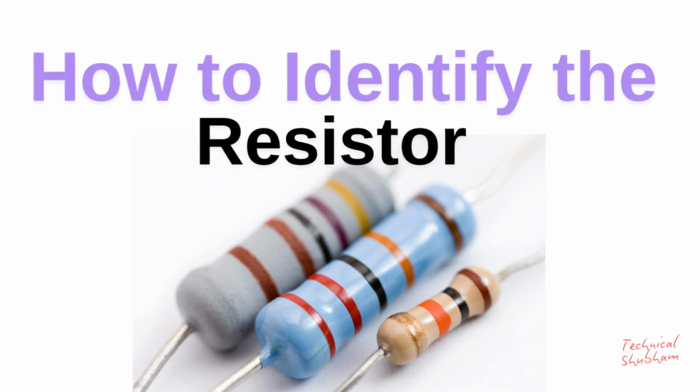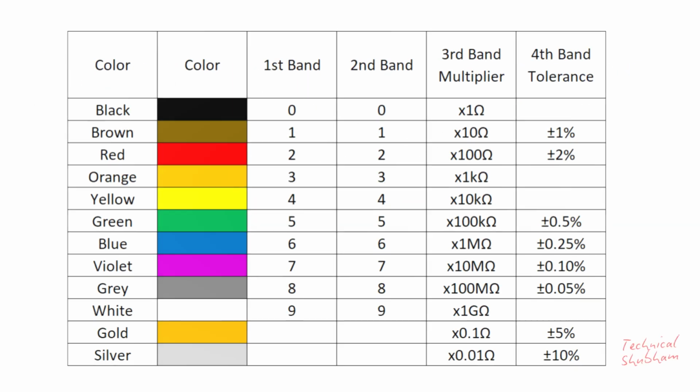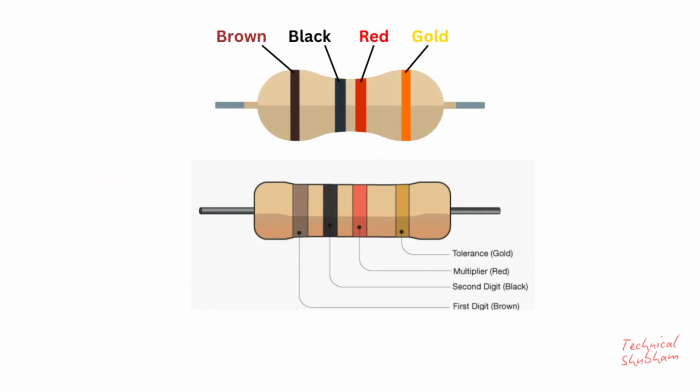How to identify resistor values: the color code. You might have noticed that most resistors have colored bands. These bands represent the resistor's value, using a standard color code. Each color corresponds to a number. For example, black is 0, brown is 1, and so on. The first 2 or 3 bands represent the significant digits, while the next band indicates the multiplier. There's also a tolerance band that tells you how accurate the resistor value is. We'll cover the color code in detail in a future video, so stay tuned.